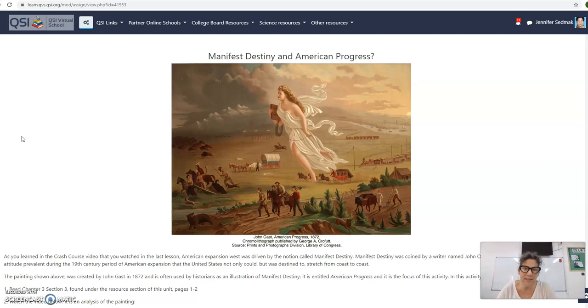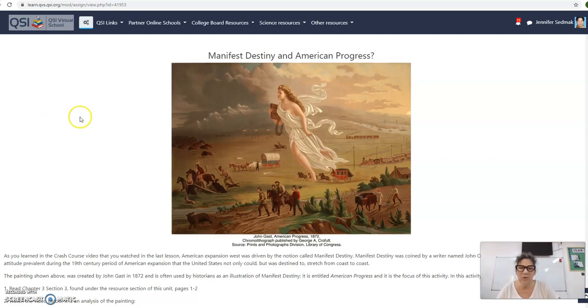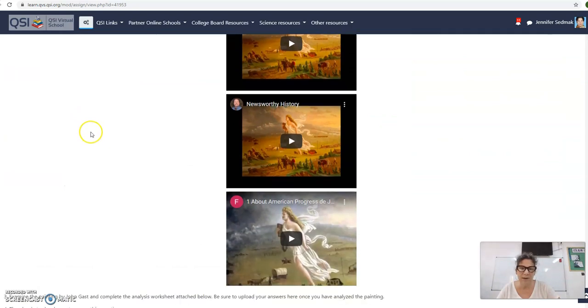And one of the most famous paintings that illustrates this idea of manifest destiny was painted in 1872 by a man named John Gast. You're going to do an analysis of this piece of art, and you can even watch a couple videos about it.